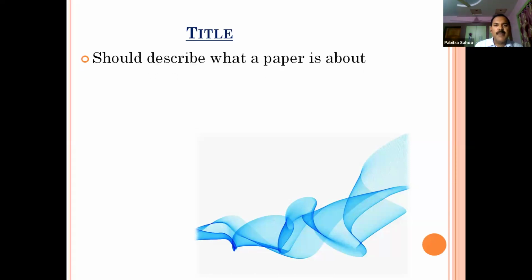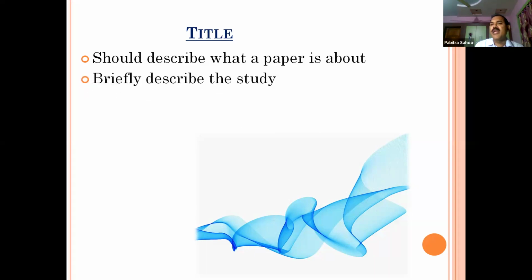The face of an article is the title. It should describe what a paper is all about. Nobody has that much patience to go through the whole paper. When you search for a paper, if you have written the keywords in your title, people will search on those, and your article will come up in all search modes. That means the visibility of your article is greater if your title is catchy and uses keywords. So this short title, or one line, describes what a paper is all about.